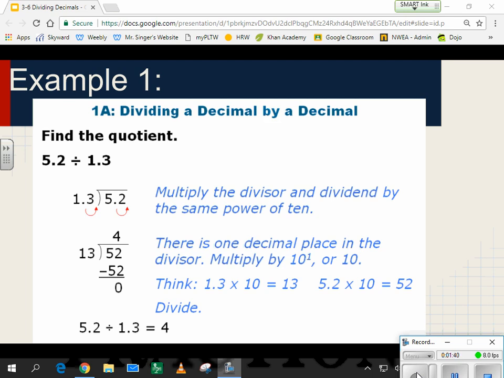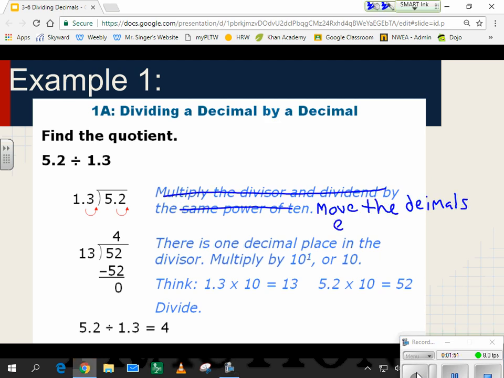So we can replace this with something a little easier to understand, saying move the decimals evenly. Okay? So you can see that both of them have 1 decimal place value. So if we move them both, now you're looking at just 2 whole numbers, 13 and 52. You'll get the same response as you would if you had 5.2 divided by 1.3. It's the same here with 52 divided by 13. So now that we moved the decimal points, all you have to do then is just divide.